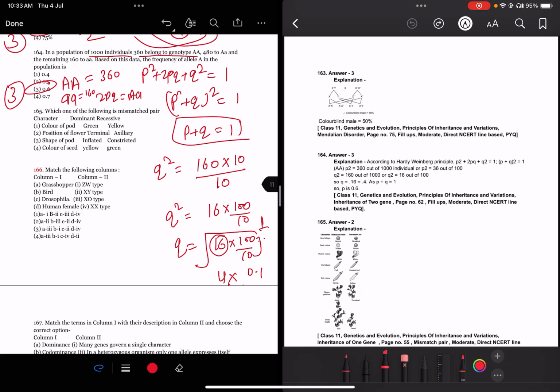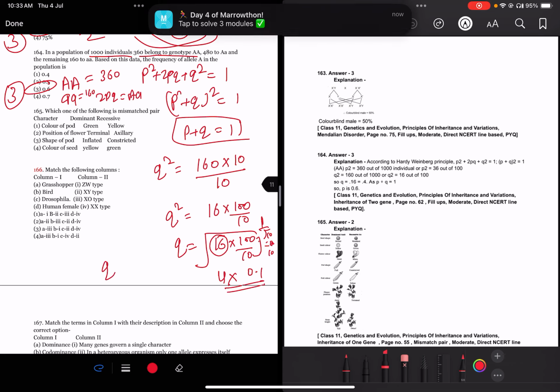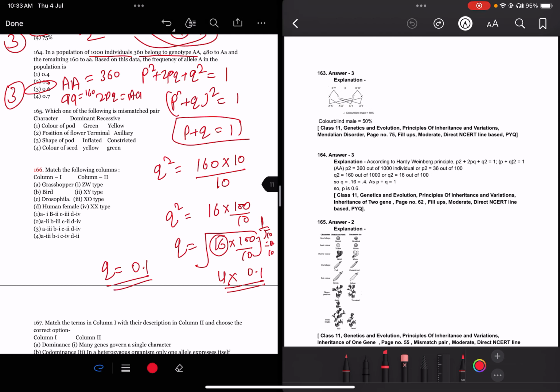This is 1 under root 10 of 10. So there is 0.1. So q is equal to 0.1, multiplied by 4, so 0.4. Here p + q is equal to 1, so p is equal to 1 minus 0.4, which means 0.6. p is 0.6. So 0.6 is the answer.